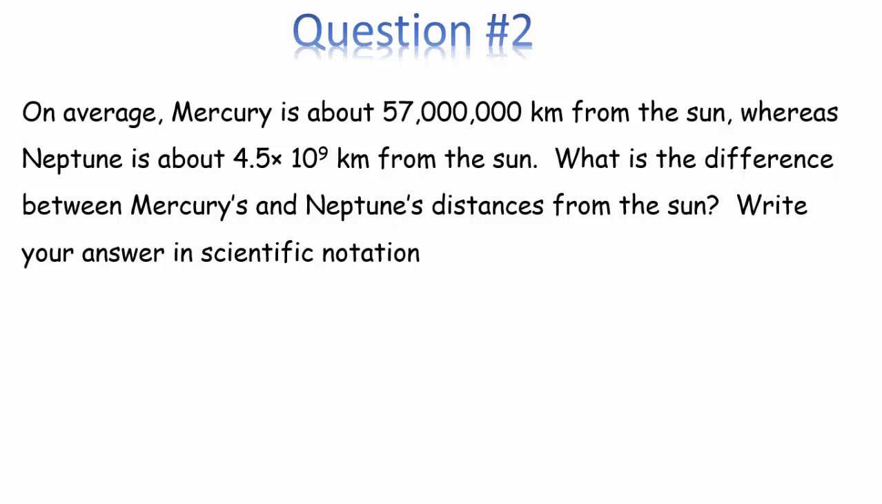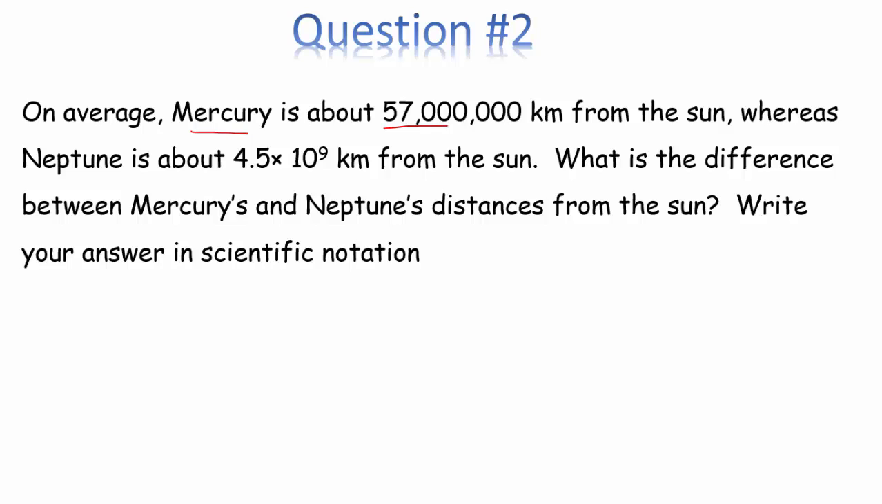That's our first strategy. On average, Mercury is about 57 million kilometers from the sun, whereas Neptune is about 4.5 times 10 to the 9th kilometers from the sun. What is the difference between Mercury and Neptune's distances from the sun? Write your answer in scientific notation. And at that point, I underline or highlight key items.